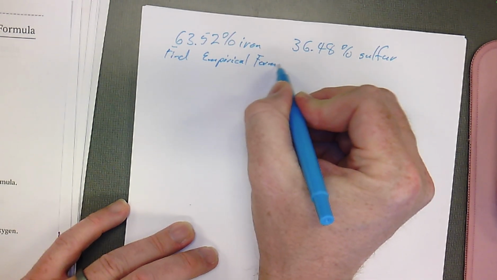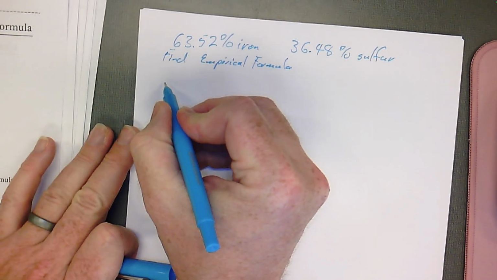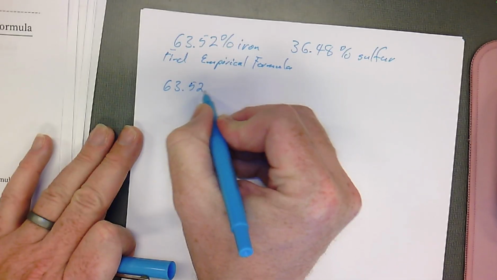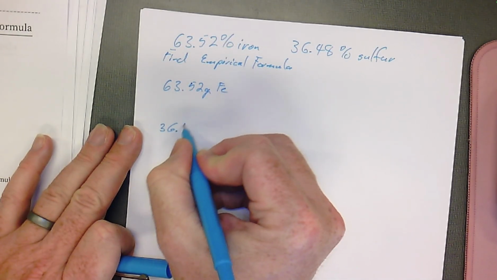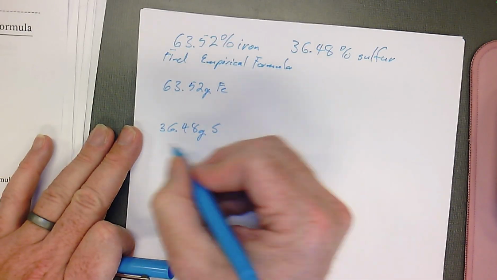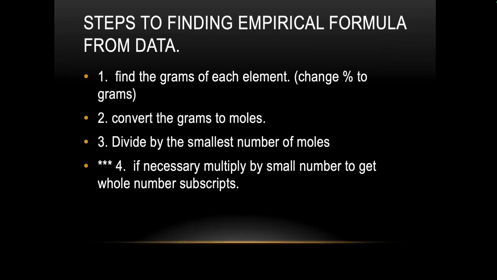So our first step is to find the grams. Since they gave us percentages, we're just going to change that to grams: 63.52 grams of iron and 36.48 grams of sulfur. Okay, the next step was to convert the grams to moles.